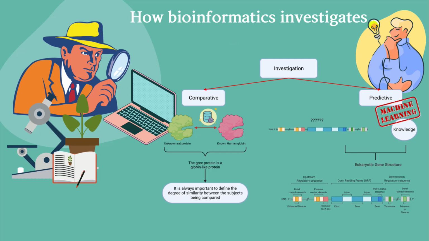Another important concept to understand is how bioinformatics investigates this data to solve biological problems. There are two main approaches of investigation: comparative investigation to the left, in which we define the nature or function of a DNA, RNA, or protein sequence, as in the example here reported, by comparison with the known sequences in a database. We could infer the function of an unknown sequence by comparison with a similar one because the function of the sequence is due to its chemical composition. Look at the sample to understand how comparative investigation works. You have to remember that it is always important to define the degree of similarity between the subjects being compared.